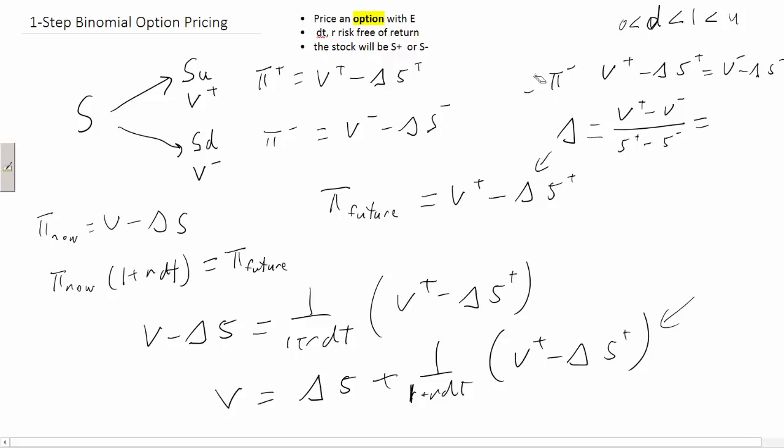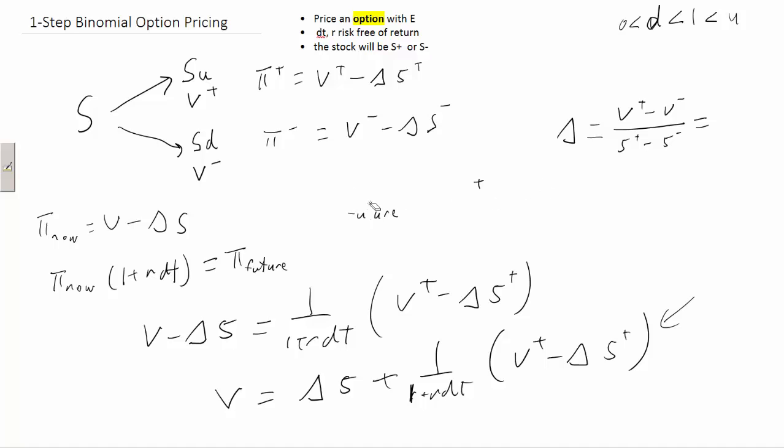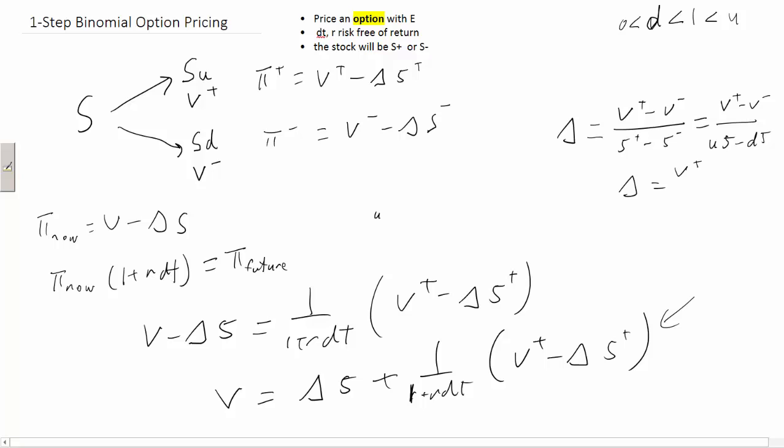okay, let's get rid of stuff that we don't need. We already solved this for, we have our delta here. So I'm getting rid of stuff that was just cleaning up. So now this is going to be V plus minus V minus. Well, S plus is going to be up S, S minus is down S. So I can write delta as V plus minus V minus all over up minus down.